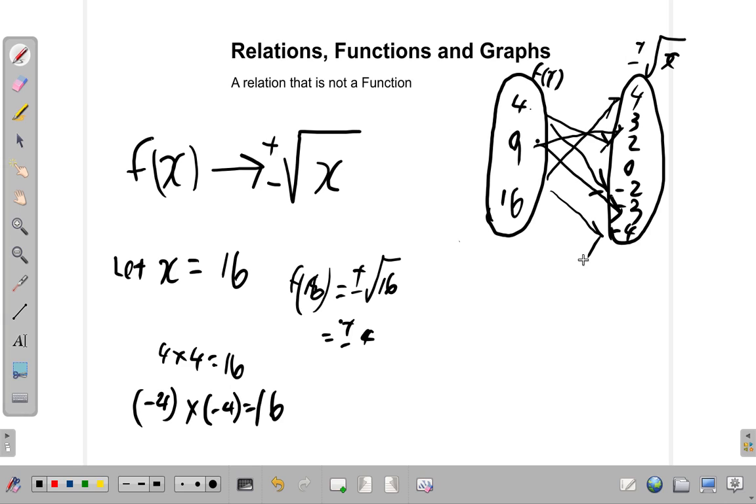So when you see a relation with a square root sign, you can tell quickly that that is not a function. Alright? So, where x is the variable and you have a square root of x involved, you have a relation there, but it is not a function. It will lead to a one-to-many mapping. Alright? So, it's not a function.